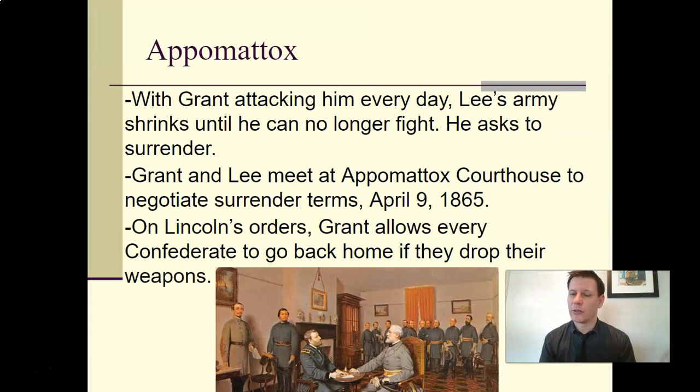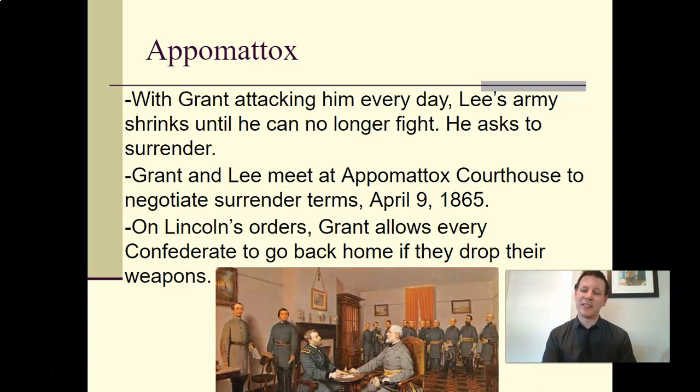And this works, right? With Sherman destroying everything in his path and Grant relentlessly marching towards Virginia, Lee does his best. Every day his army is shrinking, and eventually he realizes he just can't keep fighting anymore. There's no point in losing more men and dying for a lost cause. The war is over. Lee's smart. He can read the writing on the wall. And finally, he asks for surrender.